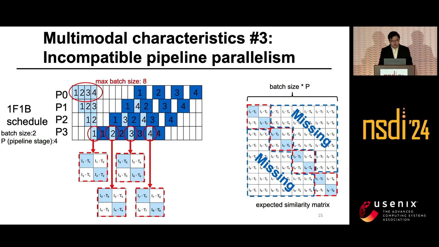So pipeline parallelism is not compatible with multimodal training. That is because pipeline parallelism requires dividing a global batch into multiple micro batches. We can see from the example that for each micro batch, you can only generate a very small simulated matrix. But what we expect is a large simulated matrix that takes all available memory. So during training, if we use pipeline parallelism, a lot of information not near the diagonal is missing. So pipeline parallelism can actually result in a model with lower model quality.